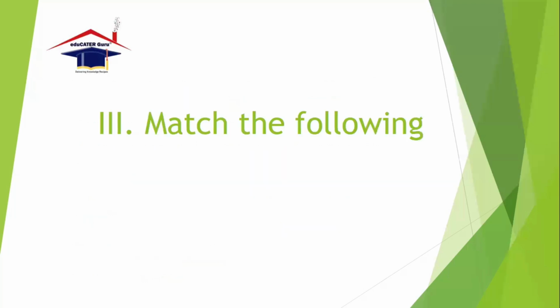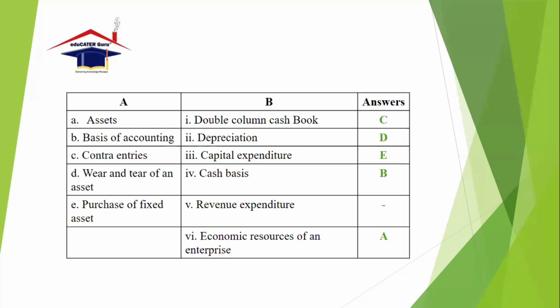So next, let's go to match the following. First one, asset. Asset is a major long-term resource for a company or an enterprise. So here the option which matches in the B column is option 6, economic resources of an enterprise. Next, basis of accounting. We have accrual basis, cash basis, but here in B column, the option which matches for basis of accounting is the fourth option, cash basis.